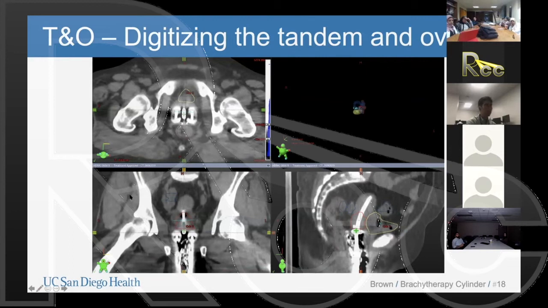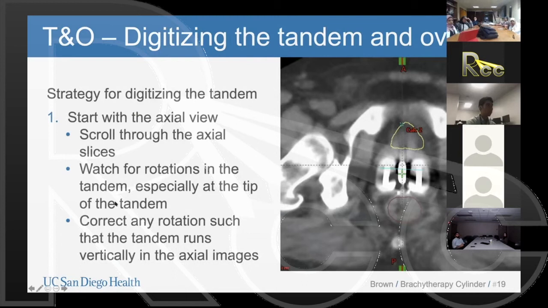So here's my strategy for doing this. Number one, first step, I always start by looking at the axial view. I'm gonna scroll through this axial view up and down, only looking at the tandem. At the moment, I don't care about the ovoids because I'm always gonna start digitizing on the tandem. So I'm scrolling through the axial view, watching how this crosshair runs along the tandem.